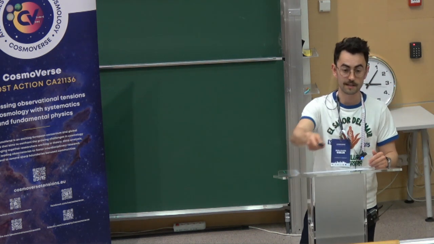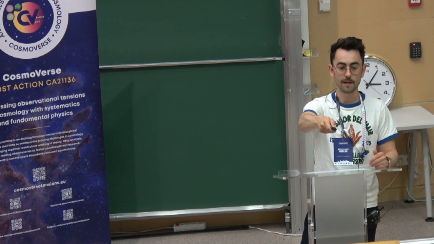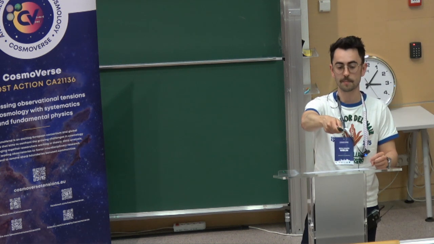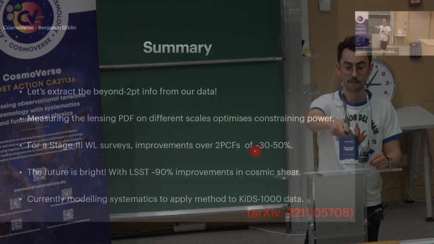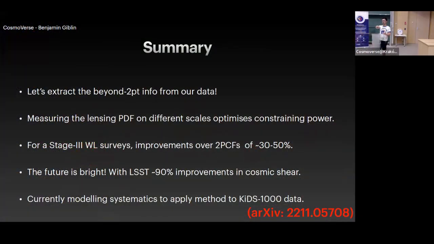So to summarize, there's information beyond second order present in our data. We propose extracting it with this lensing PDF measured on different scales because that optimizes constraining power. For stage 3-like surveys, for example, the Kilo-Degree Survey, we found improvements on parameters of like 30 to 50%. But the future is very bright. With LSST, we predict this is going to improve a lot because of the improvements in signal to noise. And we're currently working on modeling systematics so as to apply this to data from KiDS.